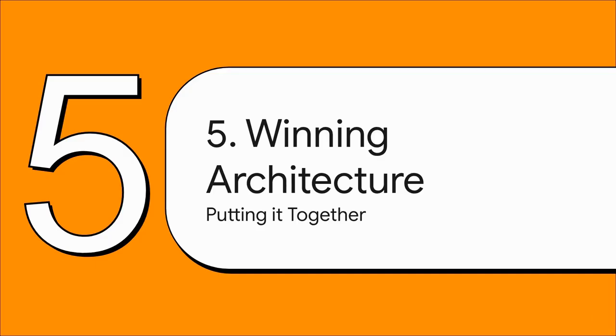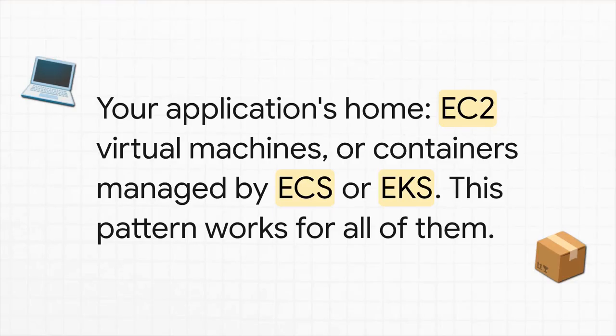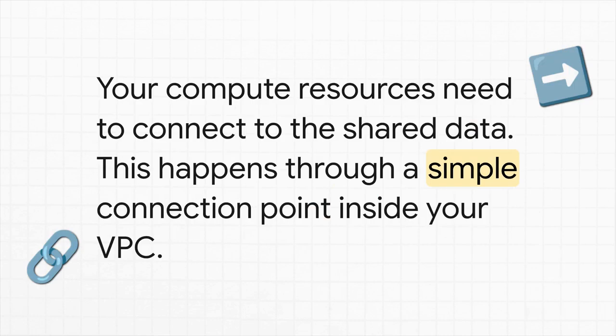So what does this winning setup actually look like in practice? Well, you're going to love this. It's actually beautifully simple. Let's put the pieces on the board. First, you've got your compute layer. This could be anything from your standard EC2 virtual machines to containers running on ECS or even Kubernetes on EKS. And all of these compute resources, they need to talk to that shared data.